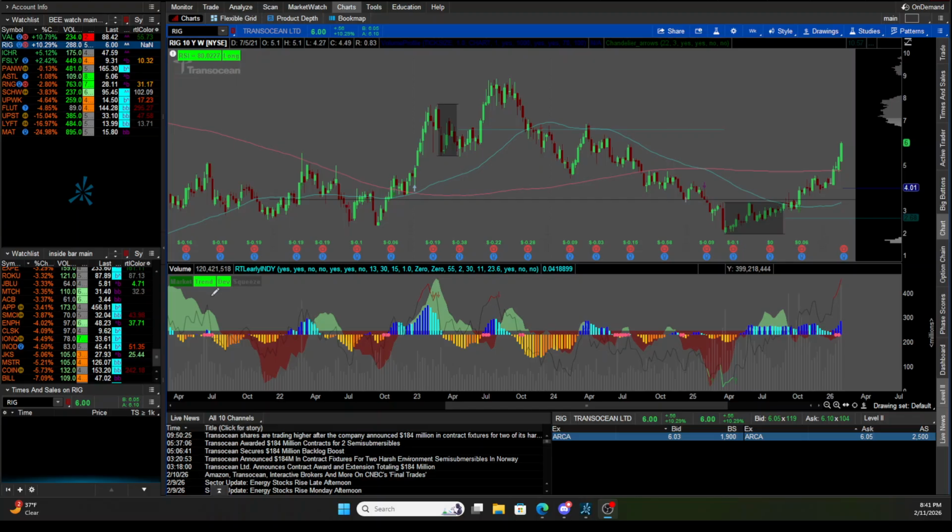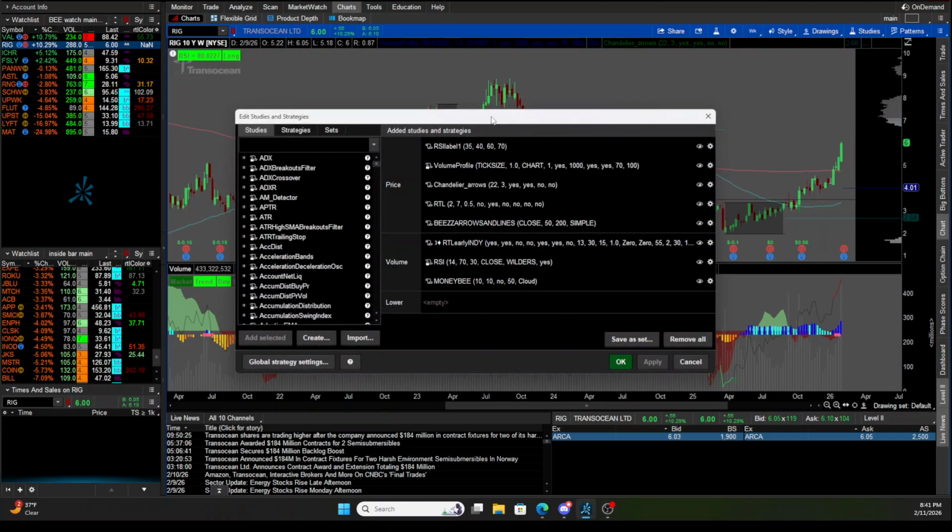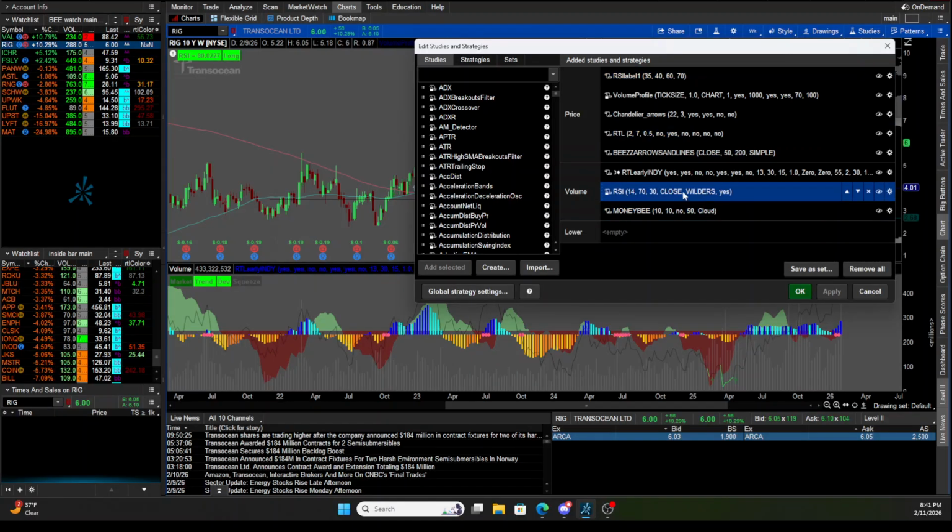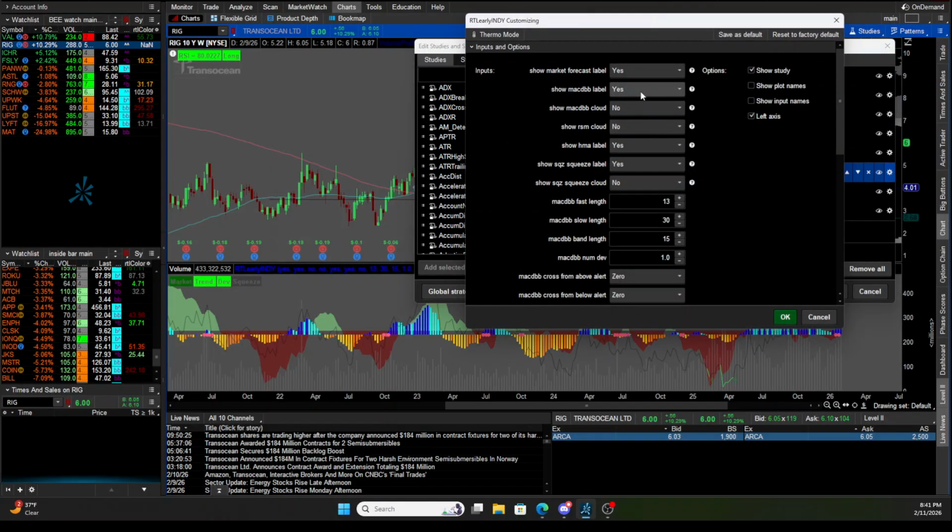And lastly, the labels are part of the RTL early indie script. Again, there's a lot to unpack there, so go through them one at a time and figure out which ones work best for you. But you do have market trend, which I like to keep on. The market trend, or the forecast, just shows you what, through the indicators together, it projects the market to go, in a bullish or bearish trend.